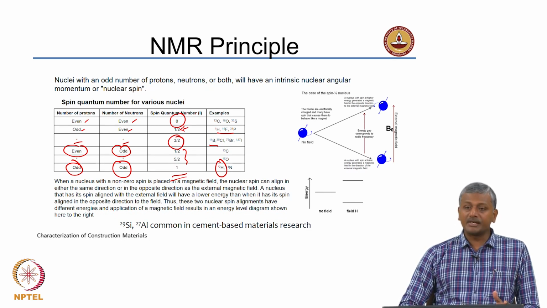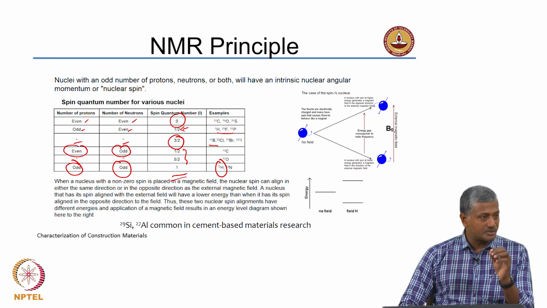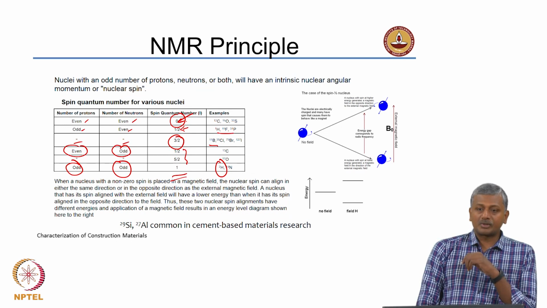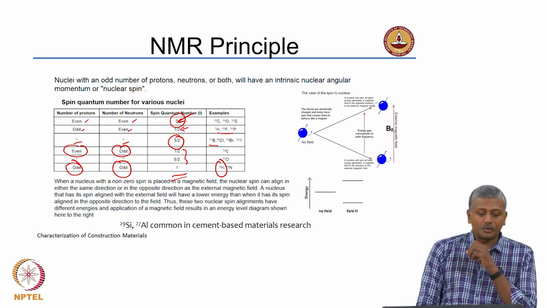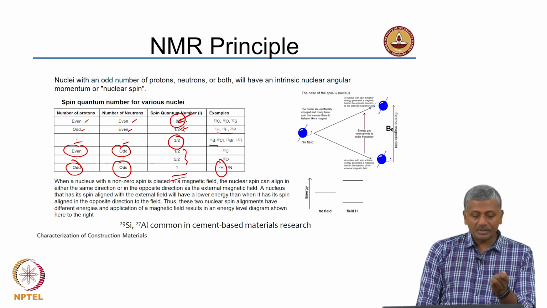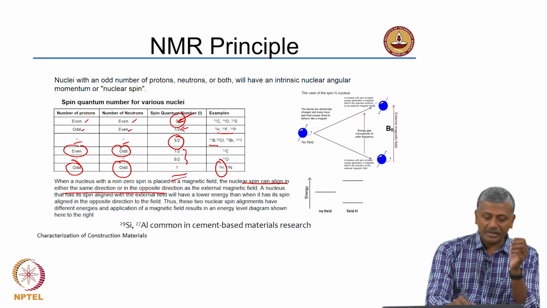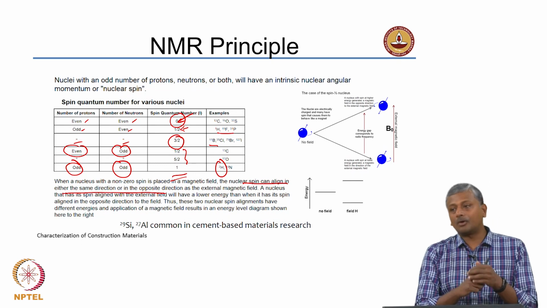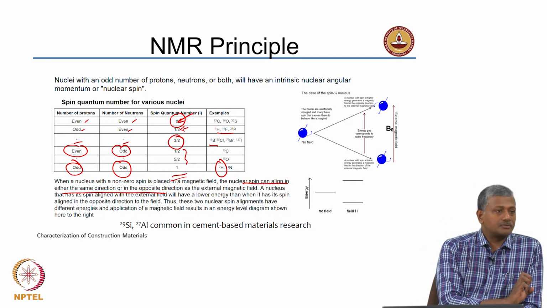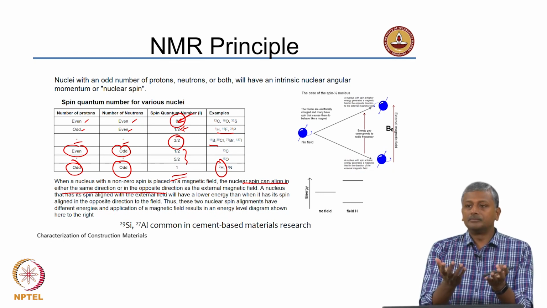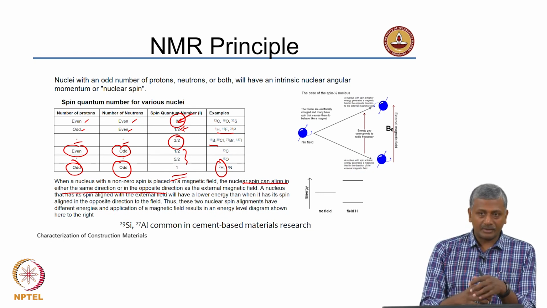So, when a nucleus with a spin that is not 0, that means any nucleus which does not satisfy the even number of protons and neutrons condition, is placed in a magnetic field, the nuclear spin can either align in the same direction as the magnetic field or reverse its direction when the external magnetic field is applied. So, where is this system placed?